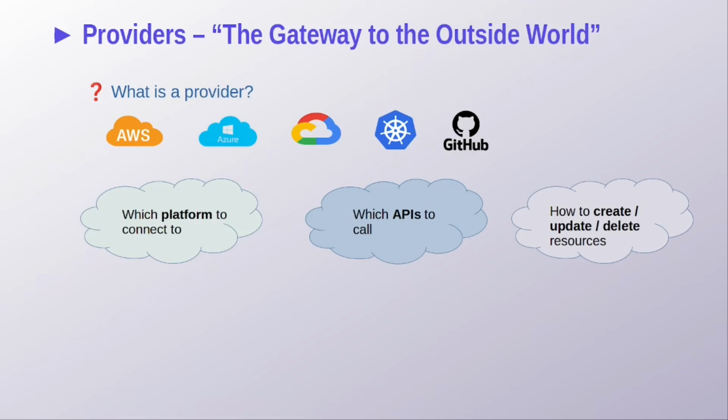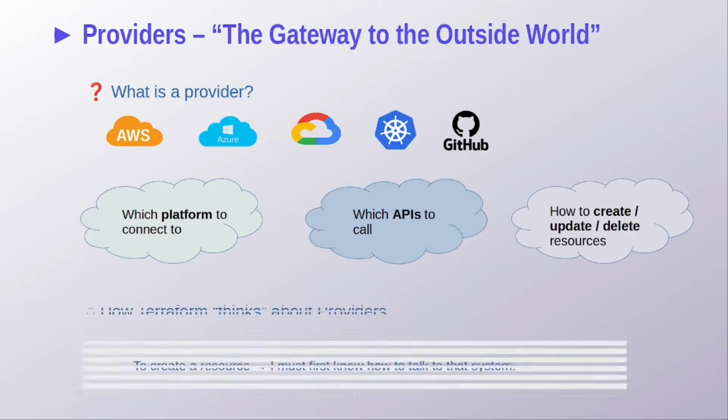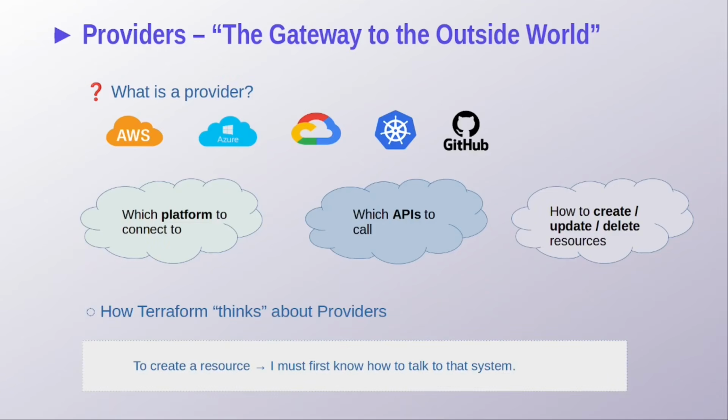Provider, the gateway to the outside world. What is a provider? A provider is a plugin. It tells Terraform which system to connect to, which API to call, and how to create, update, and delete resources. For example, the AWS provider talks to the AWS API, Google talks to Google Cloud, Kubernetes talks to the Kubernetes API server. Terraform itself does nothing without a provider.